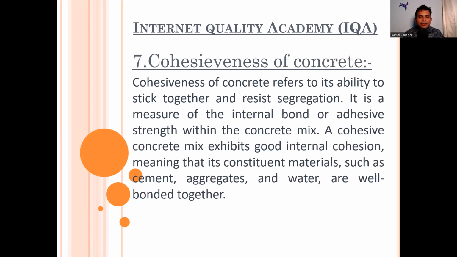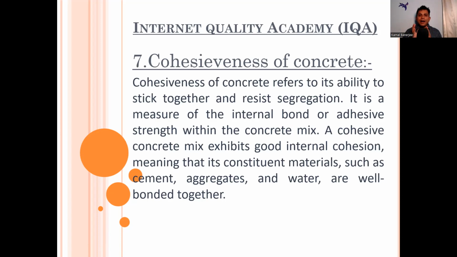Then next is cohesiveness of concrete. And what is cohesiveness of concrete? Cohesiveness of concrete refers to its ability to stick together and resist segregation. What is our purpose of making concrete? To make it homogeneous, strong, durable, and a hardened mass. Now, if the ingredients of the concrete separate from each other, this solidified mass cannot happen. So the property that makes all the ingredients stick together is the cohesiveness of concrete.